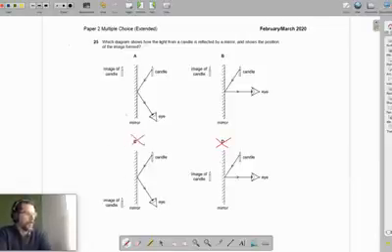Now, for options A and B, we have the image correctly placed, but for B, we have an angle of incidence which is not the same as the angle of reflection, sorry, words are too similar. The angle of incidence is not the same as the angle of reflection, so we will be discarding B and we'll keep A as the correct option. Okay, next one.